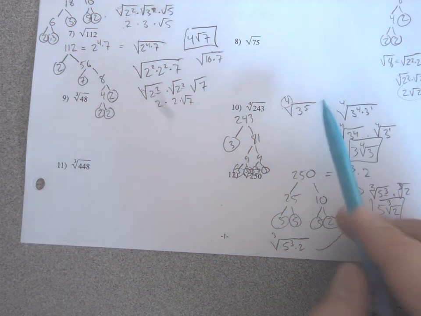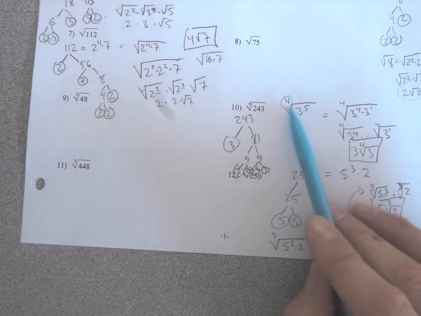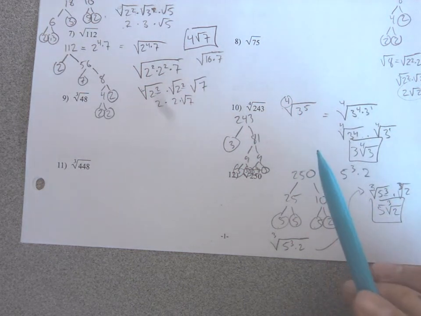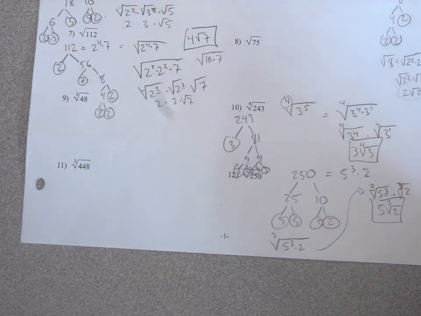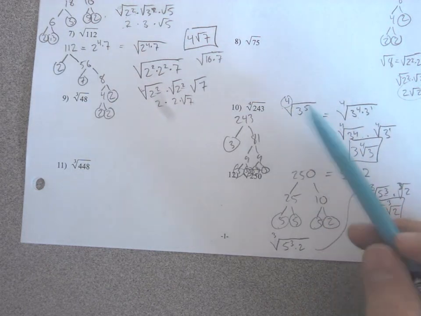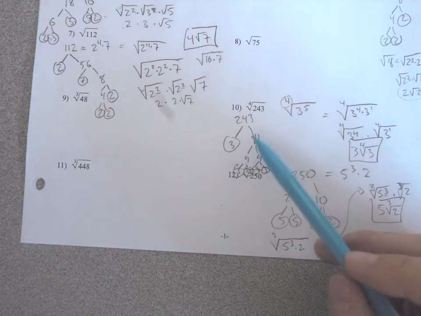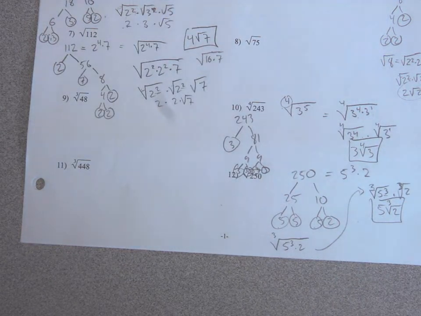So if this power is bigger than this index, then you're going to get some stuff coming out. You're like, yeah, there's definitely four 3s in there. I can take the 4th root of 3 to the 4th power. I'm just going to have a leftover 3 inside.